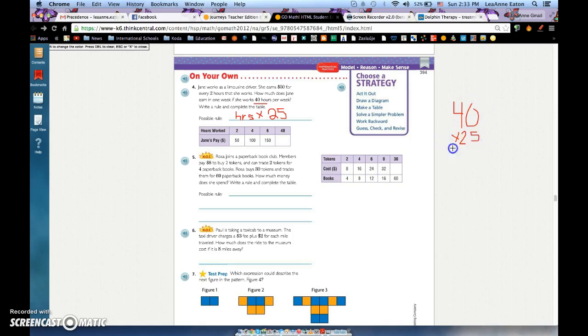So 5 times 0 is 0. 5 times 4 is 20. 2 times 0 is 0. And 2 times 4 is 8. So we have a total of 1,000. So she made $1,000 in a week by working 40 hours. That is pretty darn good. She's making about $4,000 a month.